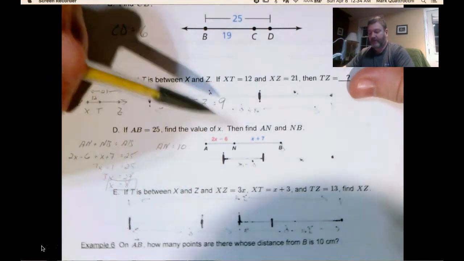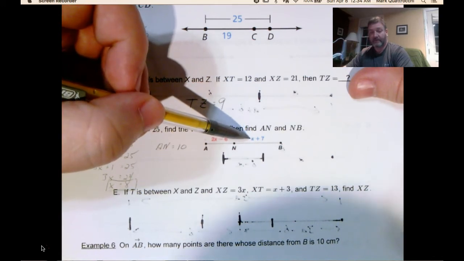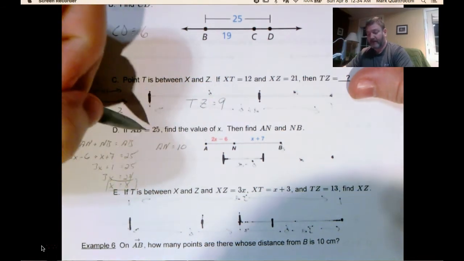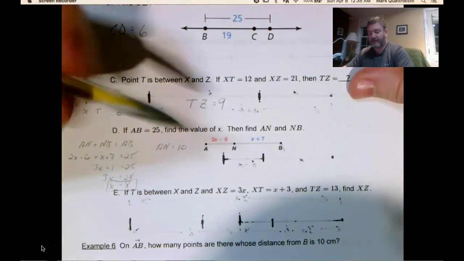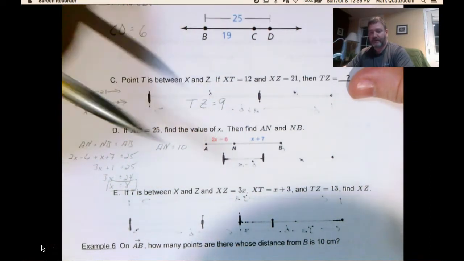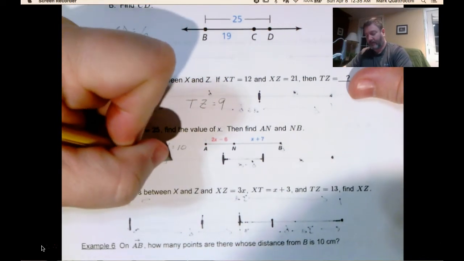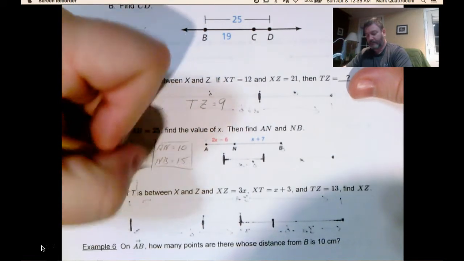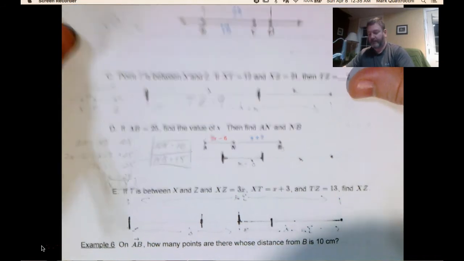Now I can find NB two different ways. I can plug my value of X in here. 8 plus 7 is 15. Or I can say AB is 25, AN is 10. What's left to get me to 25 is again 15. NB equals 15. And there are our 3 answers for part D.